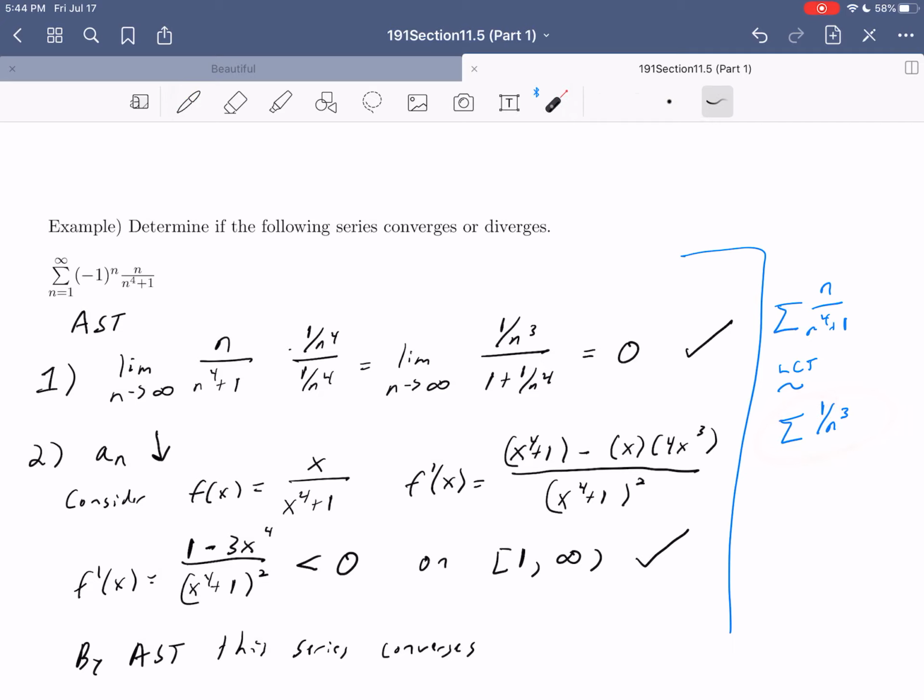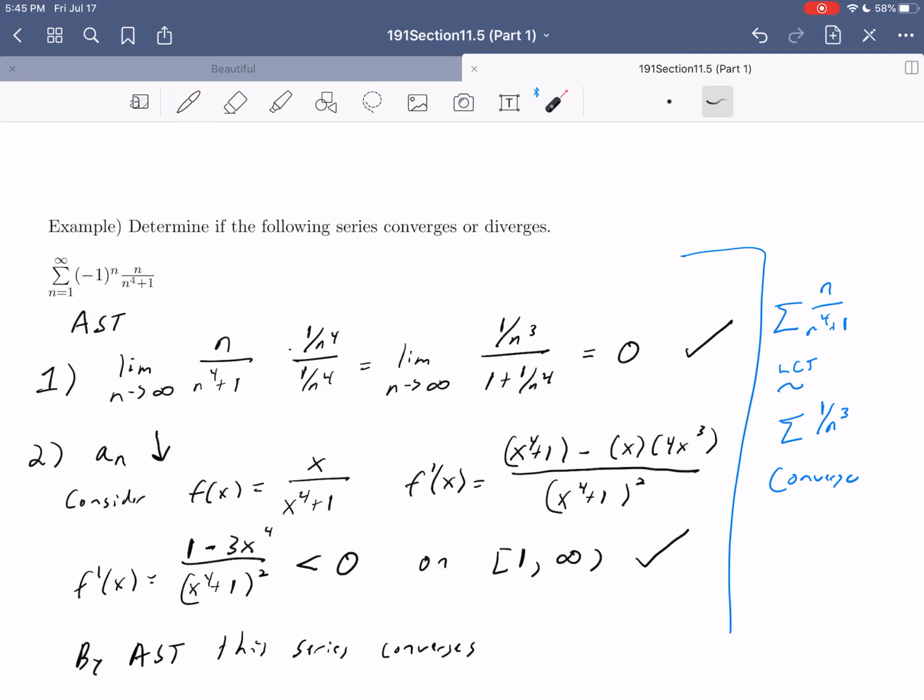Why 1 over n cubed? Well, let's be honest. In the long run, how much does that plus 1 really matter? If you're at 100 and you're doing 100 to the fourth, which is 1 with 8 zeros after it, do you really care about adding 1 to it? Probably not. So this doesn't really matter, and n divided by n to the fourth is 1 over n cubed. You on your own can check that the LCT really does work here. But if this acts like 1 over n cubed, then this would converge. So even if this hadn't had the minus 1 to the n, it would have still converged.